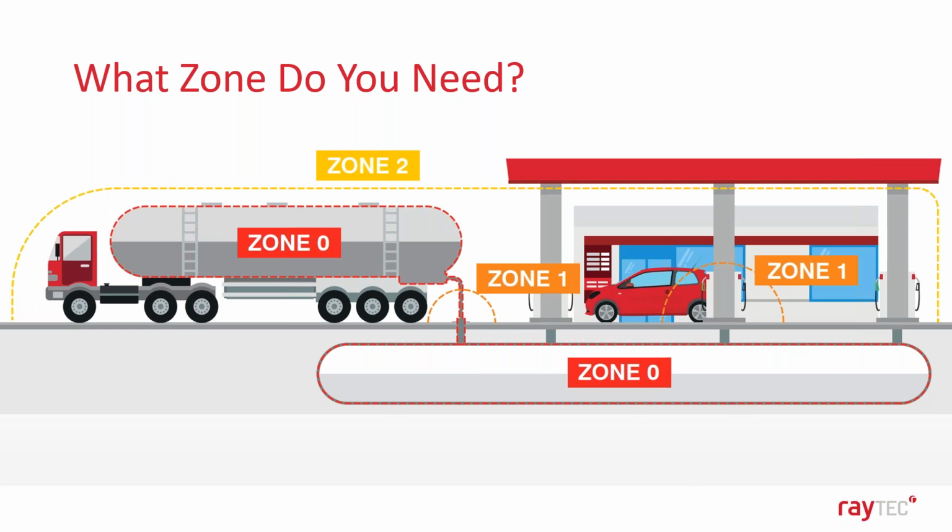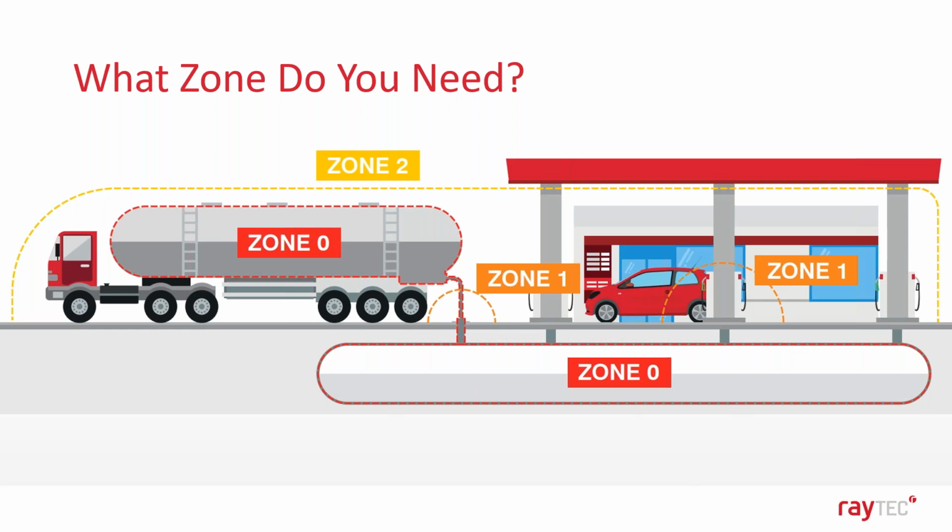So the particular example we've got here is a petrol station forecourt. Zone 0 areas would be the storage tank on the vehicle as well as the underground storage tank under the petrol station forecourt. So you would expect to see a hazardous atmosphere being present in those areas continuously, and hence they are classified as zone 0.